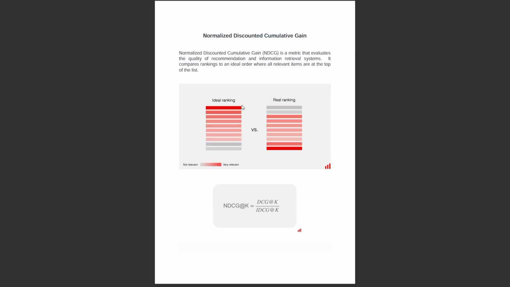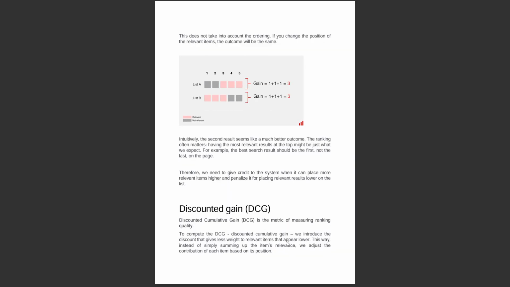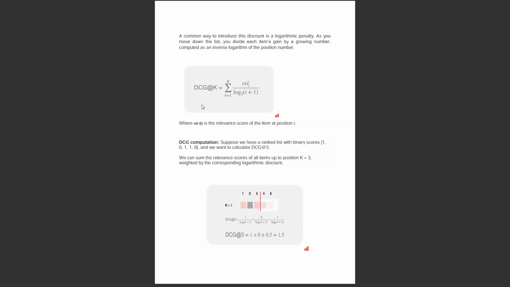Here we will give more weights to the most relevant documents, and as we go down we will give less weights. Instead of simply summing up the items' relevance, we adjust the contribution of each item. So this is the formula which we will use for calculating the discounted cumulative gain. DCG at K equals the summation from i equal to 1 to K, that means from the first document to the Kth document, of relevance divided by log to the base 2 of i plus 1.